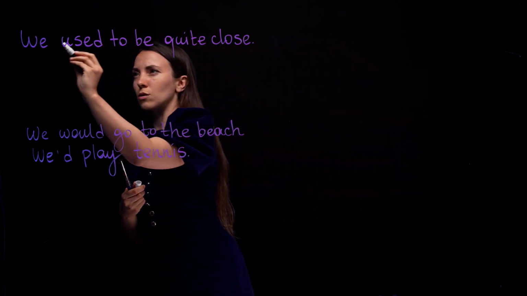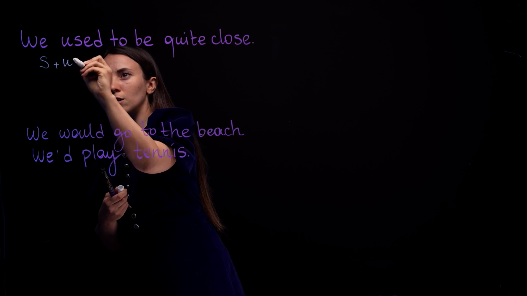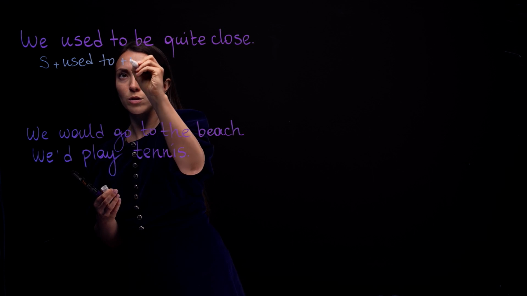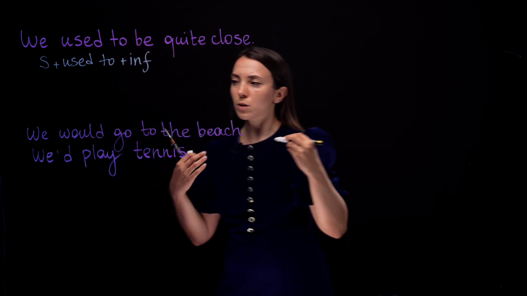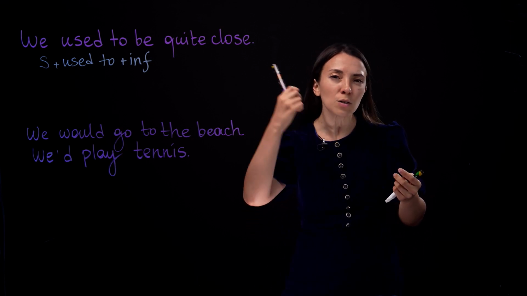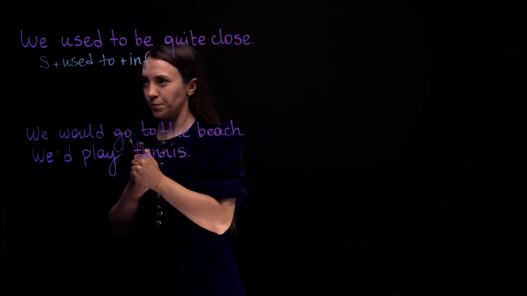Let's take a look at the structure and why we use this or that structure. For example, here, we used to be quite close. What do we use here? Yeah, of course, we use the subject plus used to and plus, of course, infinitive. But why? Are we talking about the present or the past? Yeah, of course, it's about the past.